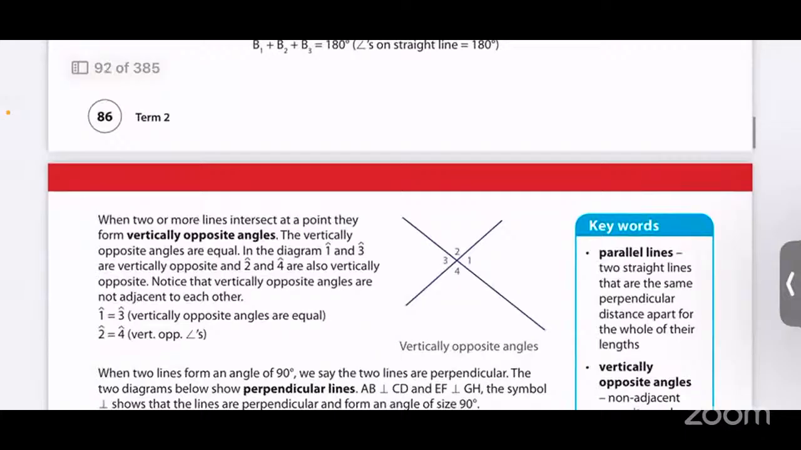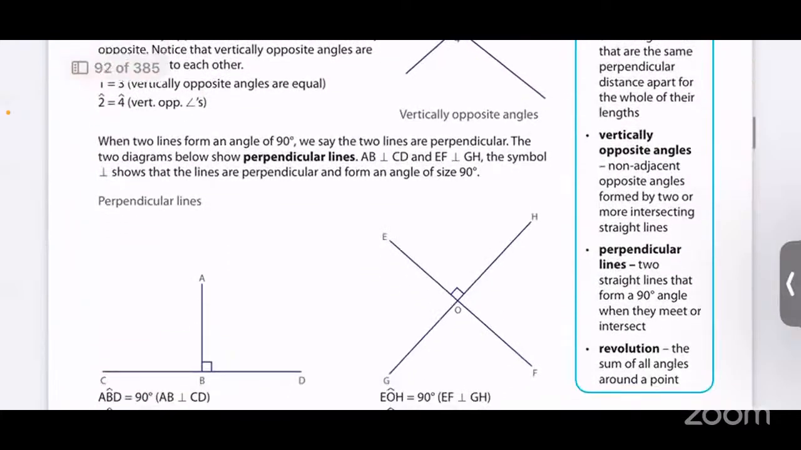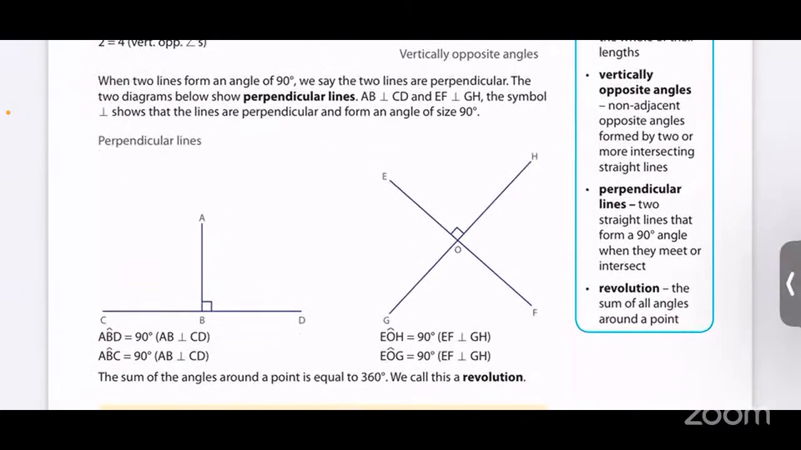Then we move to vertically opposite angles. We know that 2 and 4 are equal. 1 and 3 are vertically opposite angles. Vertically opposite angles are equal. We talked about perpendicular lines. Always the perpendicular lines, when they meet, form an angle of 90 degrees. You must know that. It's a condition to be satisfied. So those are two types of perpendicular lines that we are having: the one that doesn't cross and the one that crosses. Are you seeing those lines?